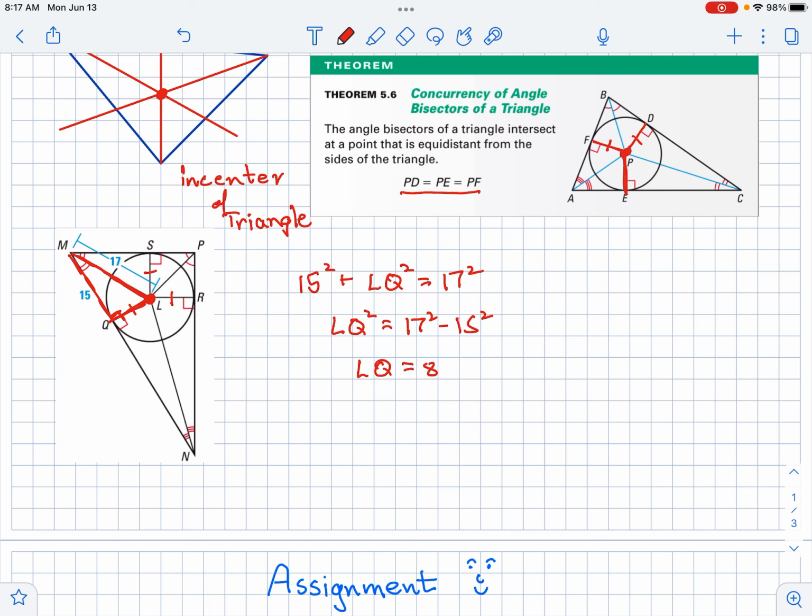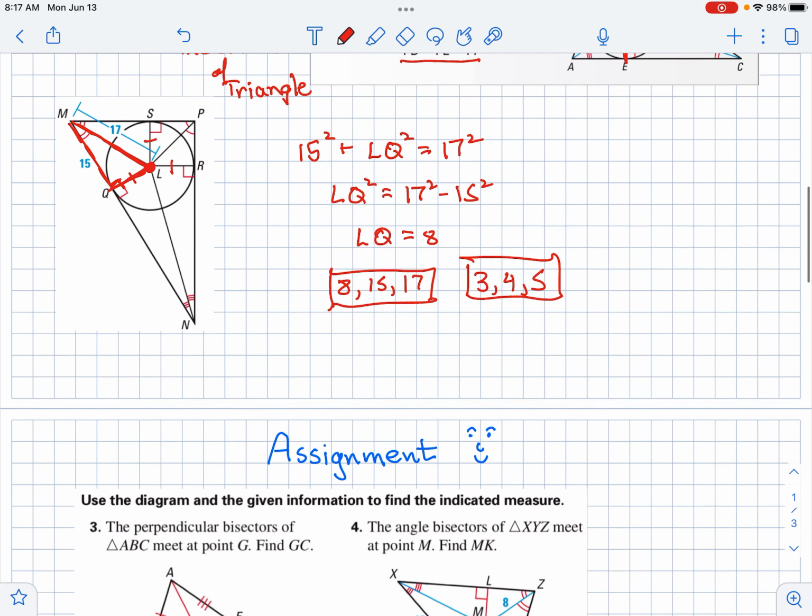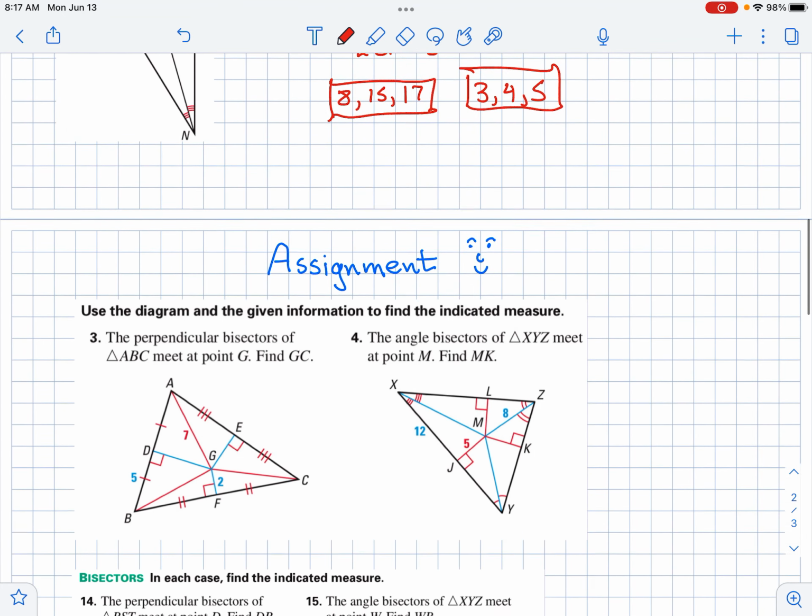You may have recognized this is an 8, 15, 17 triple. This is a Pythagorean triple. So when you see these sides together, it's a real quick shortcut to getting the missing side. If you recognize that 8, 15, and 17 go together, it's like 3, 4, 5. Anyway, that's a side note. But there you go. Those are the two theorems that we need to focus in on for the assignment.